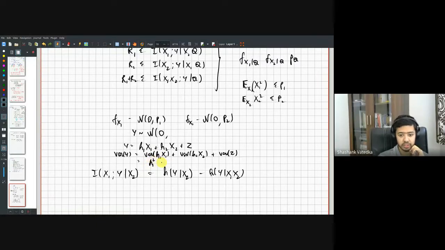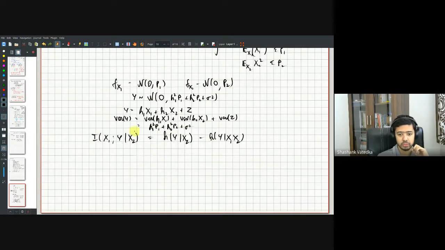H1 square times the variance of x1, which is P1, plus h2 square times the variance of x2, which is P2, plus the variance of z, which is sigma square. Right, so y is Gaussian with mean 0, and the variance is h1 square P1 plus h2 square P2 plus sigma square. Okay, so given x2, what is the differential entropy of y equal to?